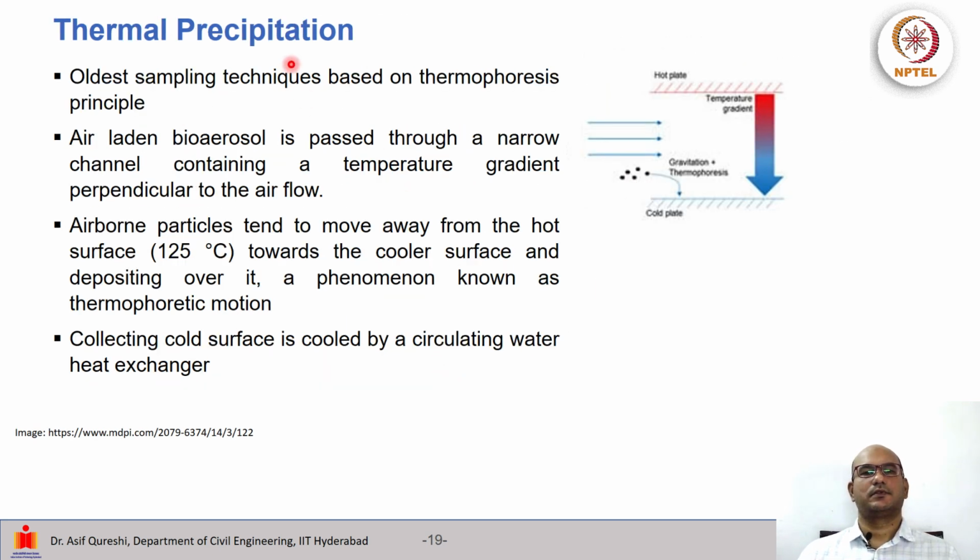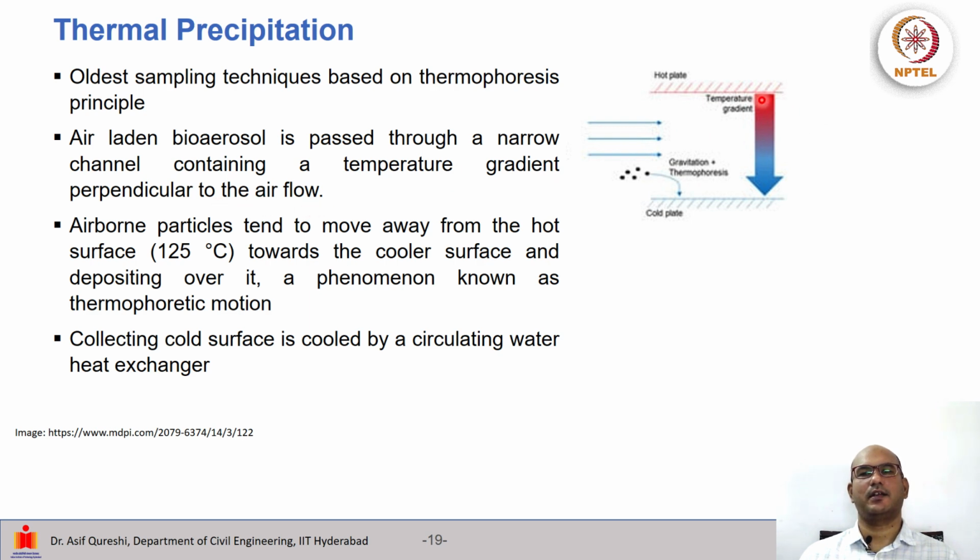The next method is thermal precipitation. This is one of the old sampling techniques, and it is based on the thermophoresis principle. Basically, the movement of particles from a high temperature region to a low temperature region. So in this method, the air laden bioaerosol is passed through a narrow channel containing a temperature gradient perpendicular to the airflow.